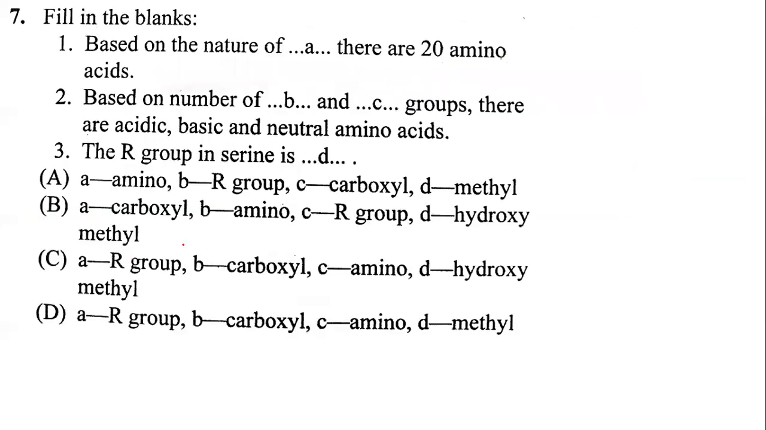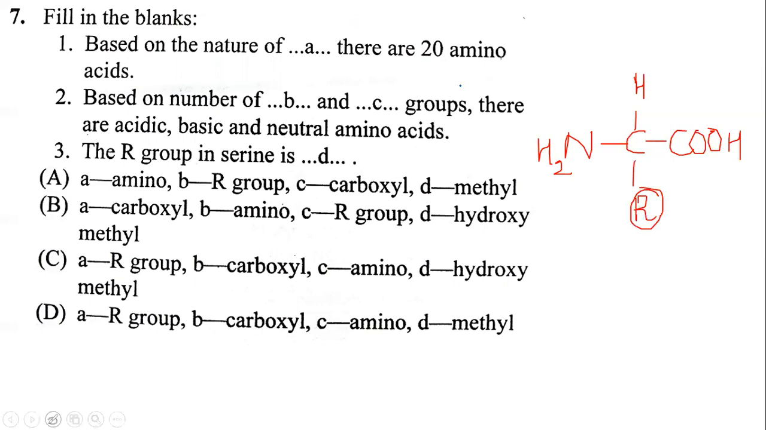Question number 7, a direct question from your text. Based on the nature of the dash, there are 20 amino acids. Amino acid structure, first of all, I will draw this. It is a carbon. On one side, we have learned that there is an acid group. On the other side, we have an amino group attached. On one end, hydrogen will not get replaced, whereas in the other end, it is replaced by a variable R group. We have already studied that this R group gives certain unique properties to the amino acid.